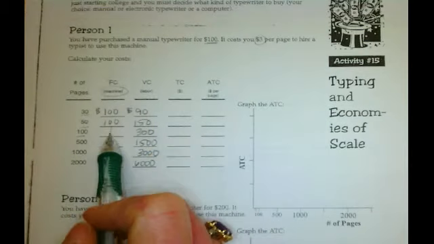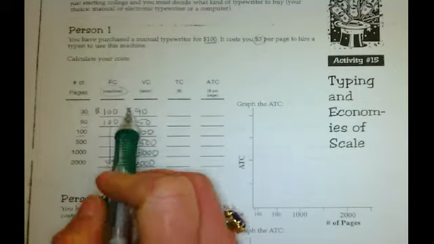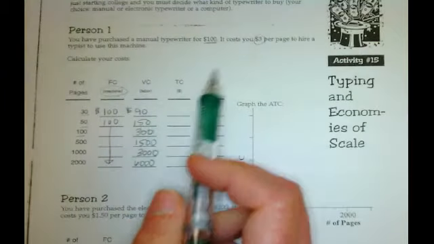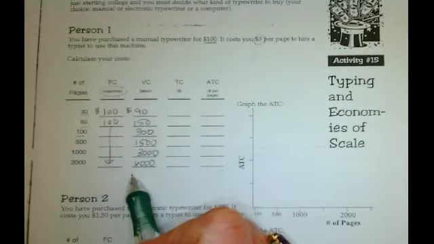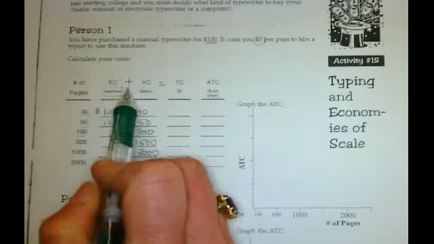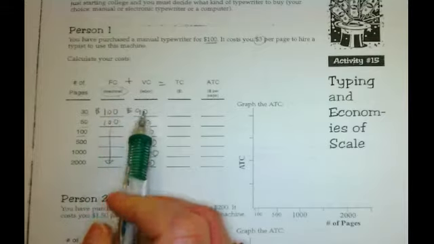So we have our fixed cost. It's 100, 100, 100, 100 because the machine is fixed. Our labor is going to be different because we're typing a different number of pages. We can see that as we type more pages, our variable costs go up. To get our total cost, fixed cost plus variable cost equals total cost, so we're just going to add across.